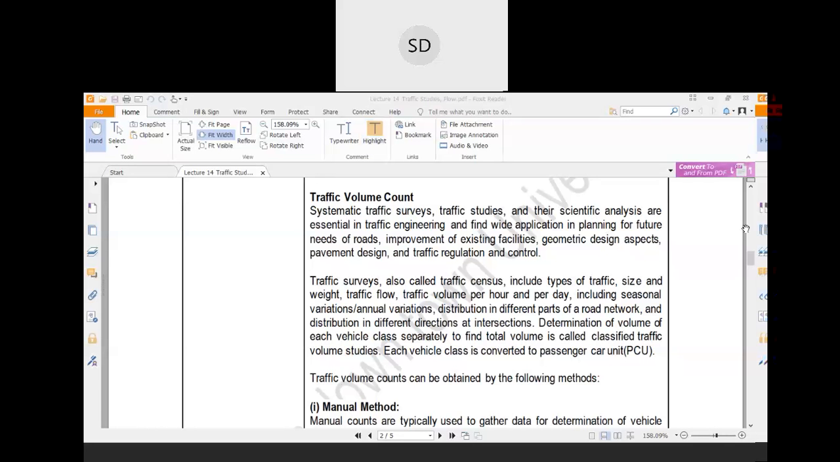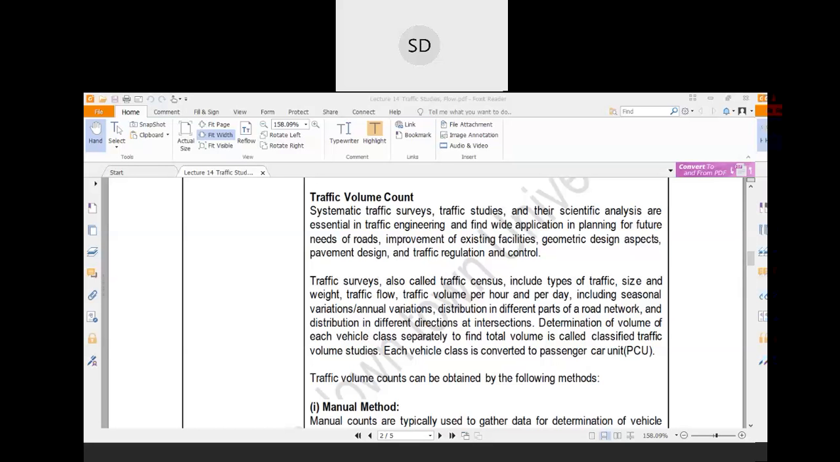includes type of traffic, size and weight of the different vehicles, traffic flow, then traffic volume per hour or per day or per year, including seasonal variations and annual variations. Seasonal variation means depending on the season, traffic volume may change. Then distribution in different parts of the road network, that is, how the total traffic in a city is distributed among the road networks available in the city, and distribution in different directions at the intersection.